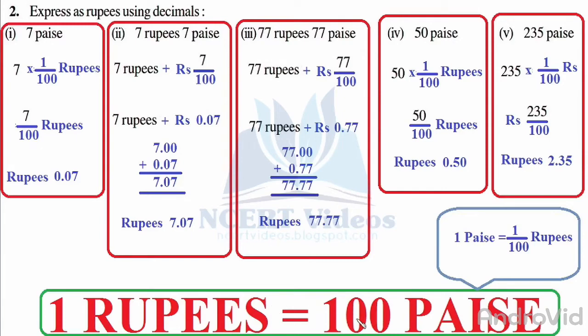It means your 1 paise will be equal to 1 rupee over 100. So that is what we have done here. It simply means that there are 100 paise in 1 rupee. So 7 into 1 over 100, because it will be less. In rupees, 7 paise will be less.